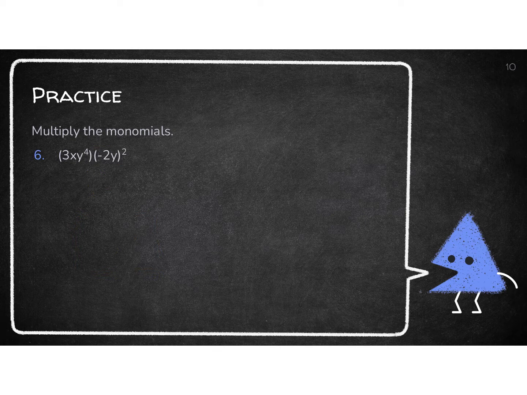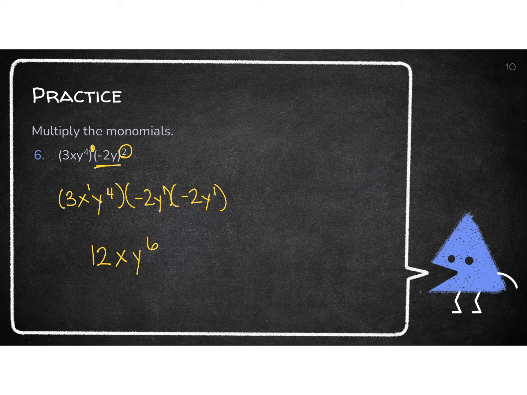Last one here. This first parenthesis does not have a number on the outside, so we are going to just keep what we see, 3xy to the 4th. This parenthesis has a 2 on the outside, so I'm going to write it down 2 different times. And we're going to do exactly what we did before, so we're going to multiply the big numbers. So 3 times -2 times -2 is going to give me 12. X to the 1, I don't have any x's on the other parentheses, so we're just going to leave that x. And then y to the 4th plus 1 is going to give me y to the 6th.